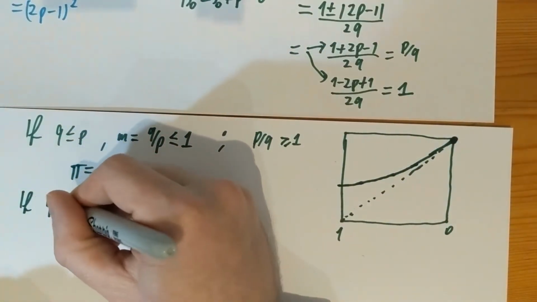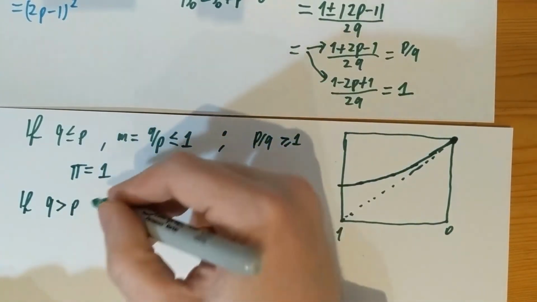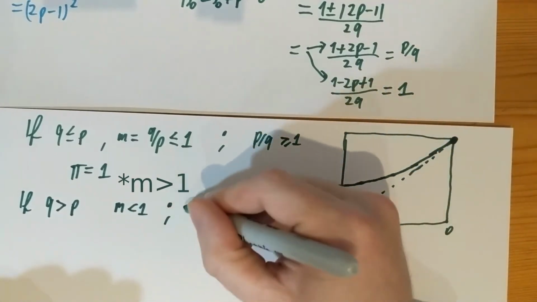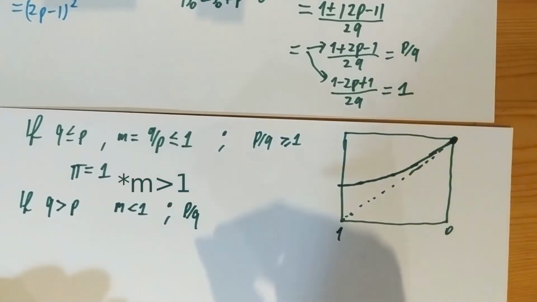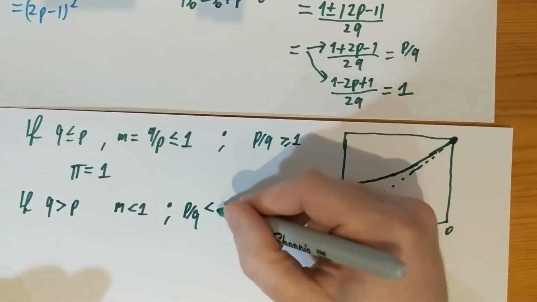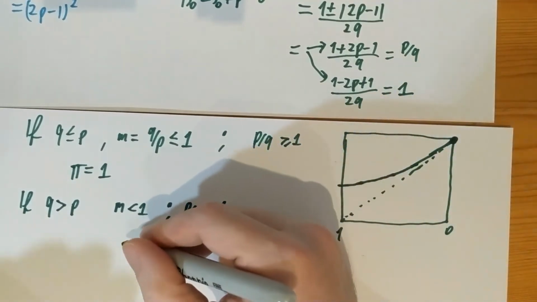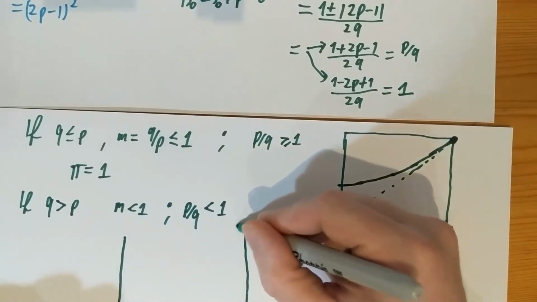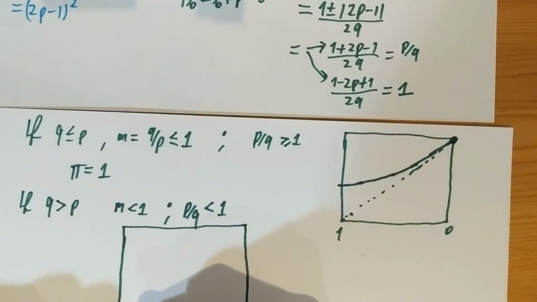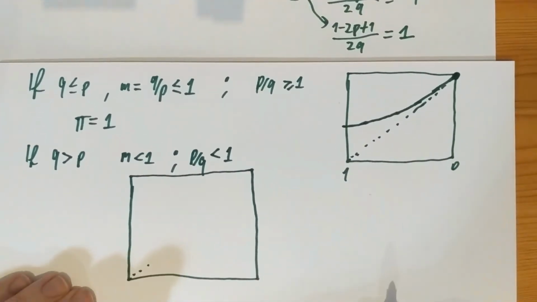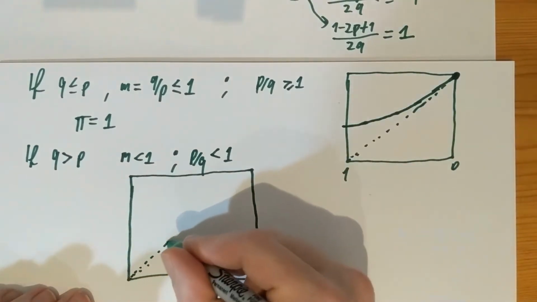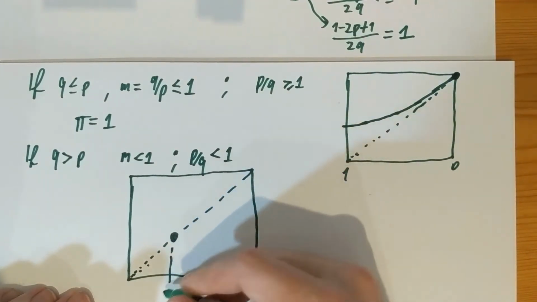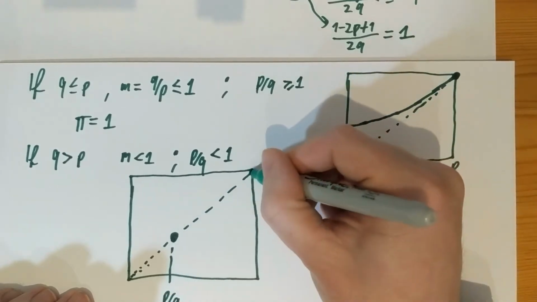If on the other hand Q is strictly larger than P, which means that M is strictly larger than 1, then P over Q is going to be strictly less than 1. So in that case, I am going to have a true fixed point of interest inside the interval. Let's bring this a bit further up. I'm going to have a true fixed point somewhere here at P over Q and another one at 1.